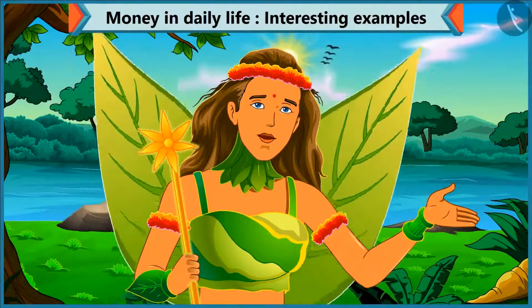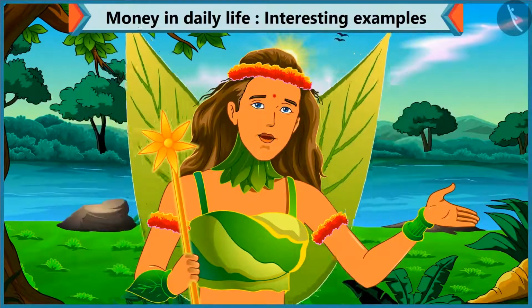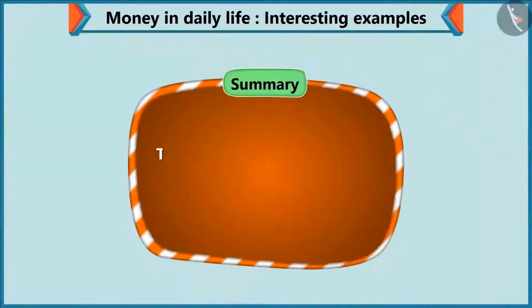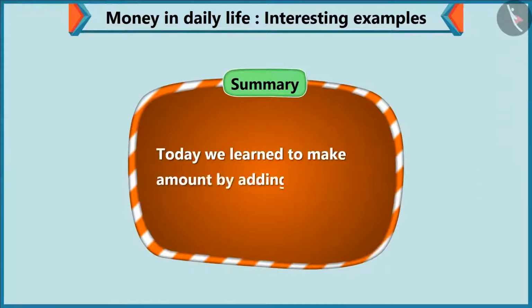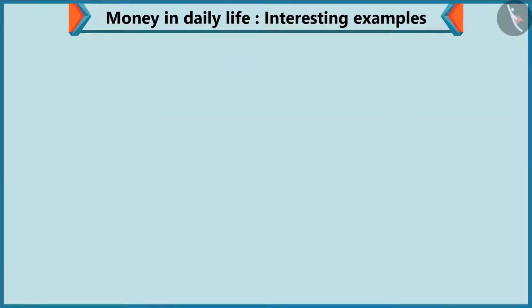Today Chi bought a purse and a pastry for her mother. So today we learned to make amount by adding various notes and coins.